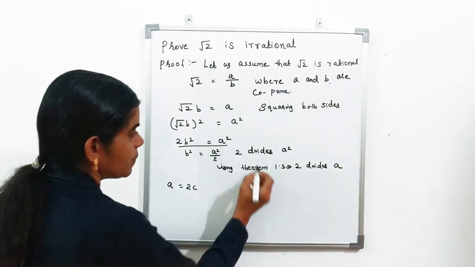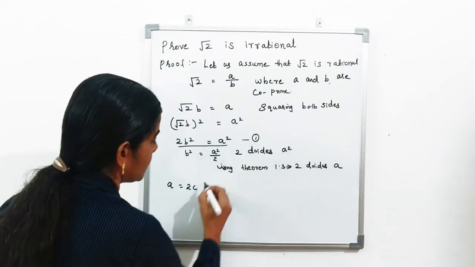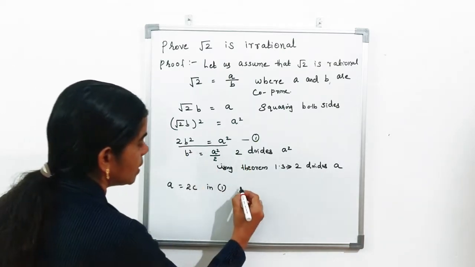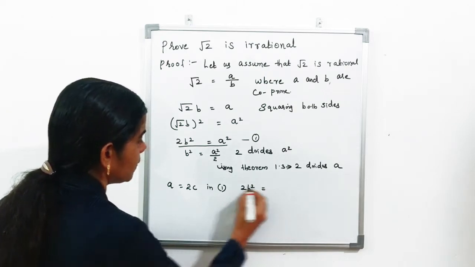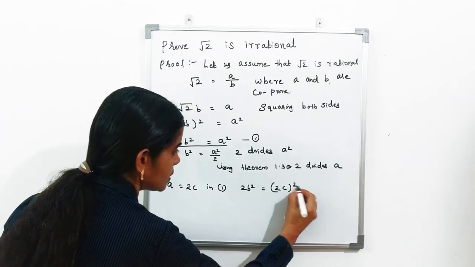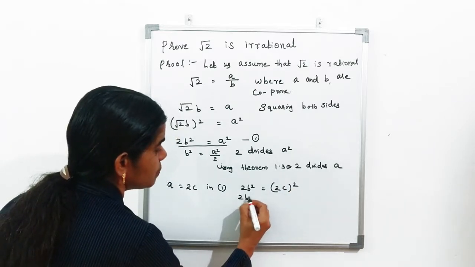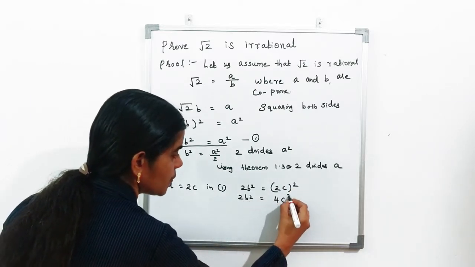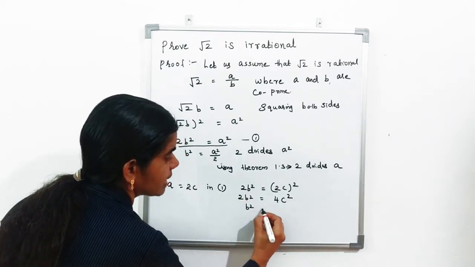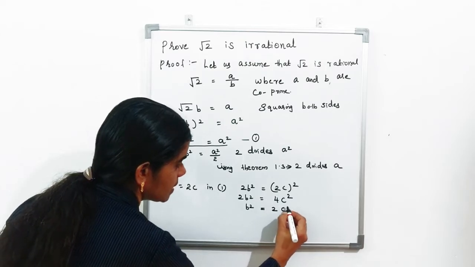A equal to 2C, you can give this as equation number 1. In equation number 1, what will you get? 2B square is equal to, in the place of A square, we write 2C whole square. That is 2B square is equal to 4C square. Again the common 2 we can cut. Then we will get B square is equal to 2C square.